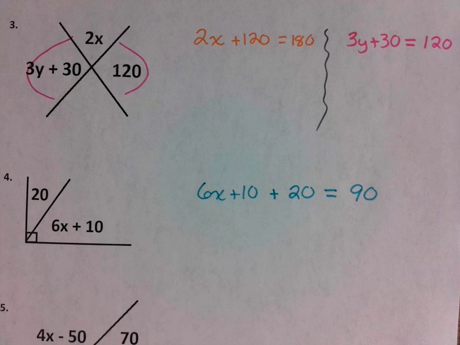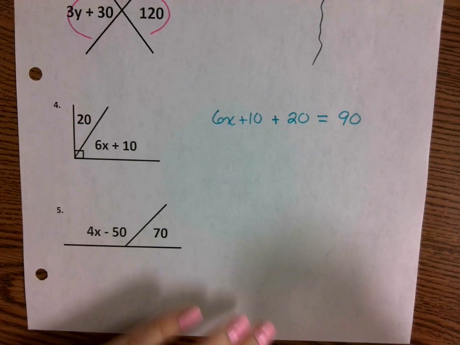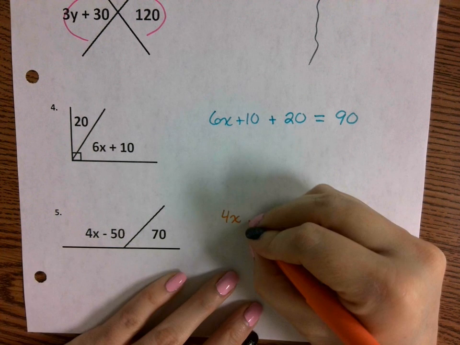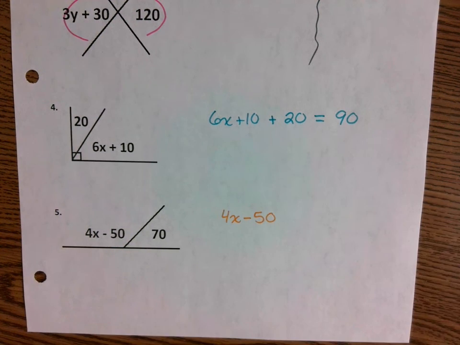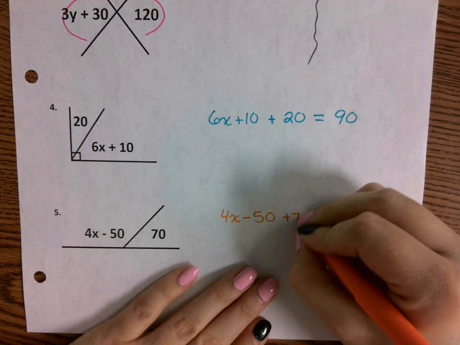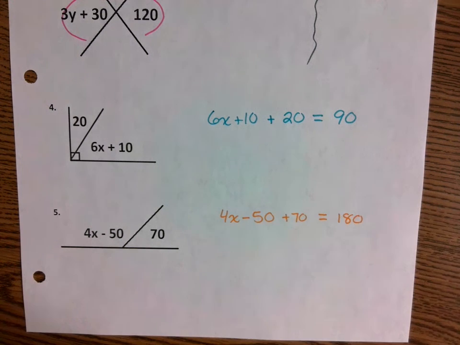And then the last one, this is a supplementary angle relationship. So you'd have the first angle, 4x minus 50. You would add it with the second angle, plus the 70, and that should be equal to 180. That's your supplementary relationship. Okay, again, tonight I will post a picture of this last page showing the step-by-step directions of solving.